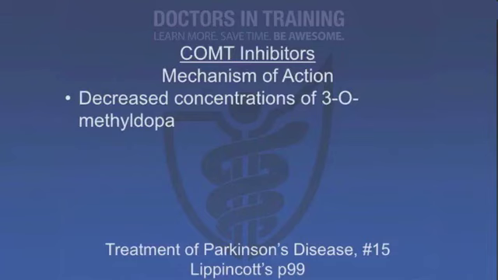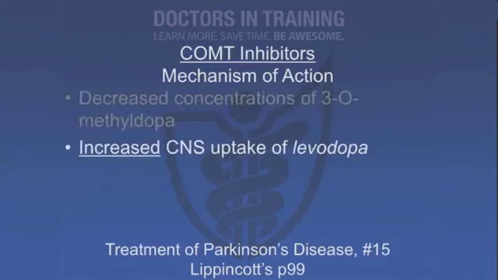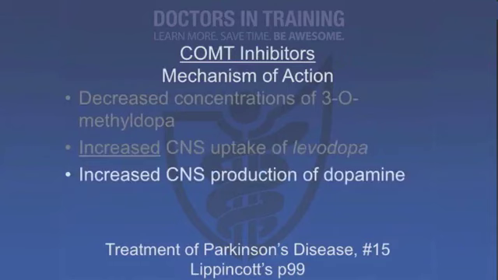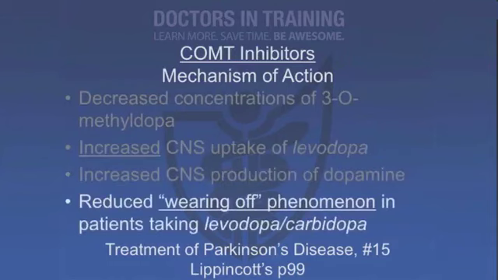So when you use carbidopa, dopa decarboxylase activity is inhibited, and you have more 3-O-methyldopa that's formed. So by giving a COMT inhibitor, you're going to reduce that production of 3-O-methyldopa, because 3-O-methyldopa competes with levodopa for active transport into the CNS. So if we can decrease concentrations of 3-O-methyldopa, you have increased CNS uptake of levodopa, you have increased CNS production of dopamine, and you can reduce the wearing off phenomenon that's seen in patients who are taking levodopa and carbidopa.